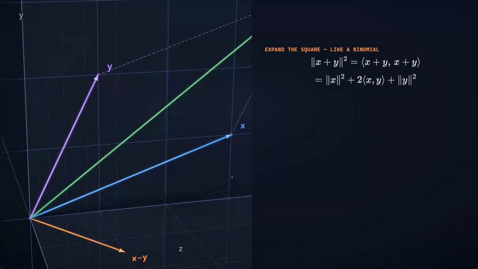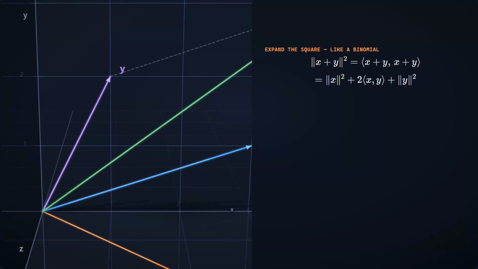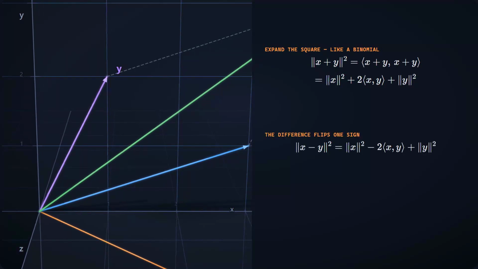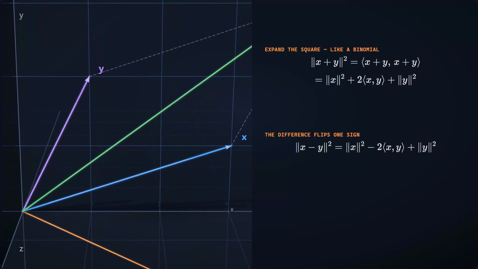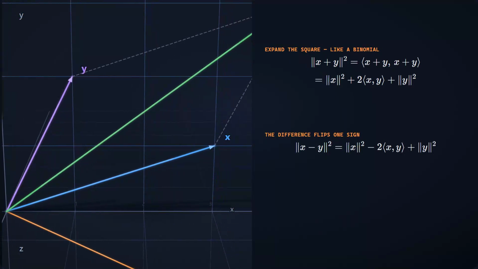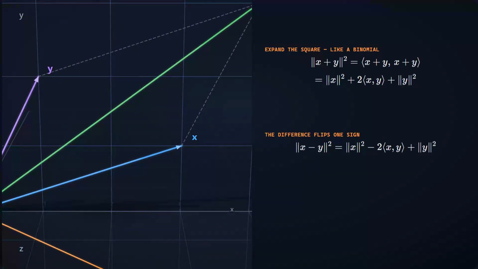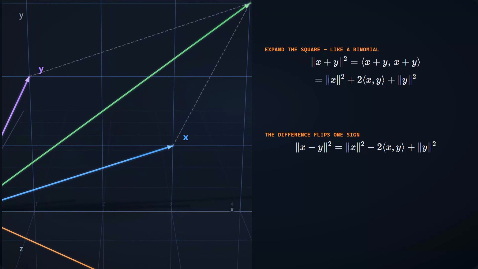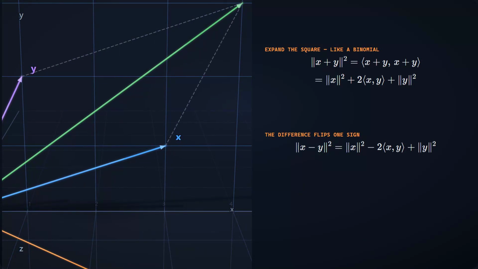Wait, I want to make sure we didn't cheat. We never wrote down a single coordinate there. Where did that expansion actually come from? Only the axioms, bilinearity to split, symmetry to merge. No coordinates anywhere. And that's the point. Flip the plus to a minus, and just one thing changes. The middle term flips sign. These 2 expansions are the engine behind every identity today.